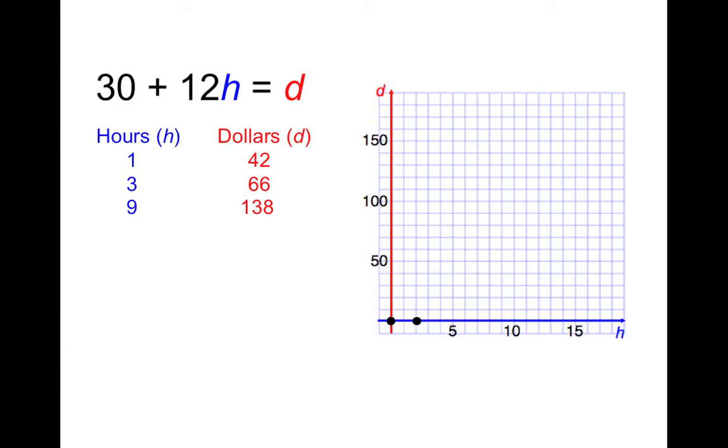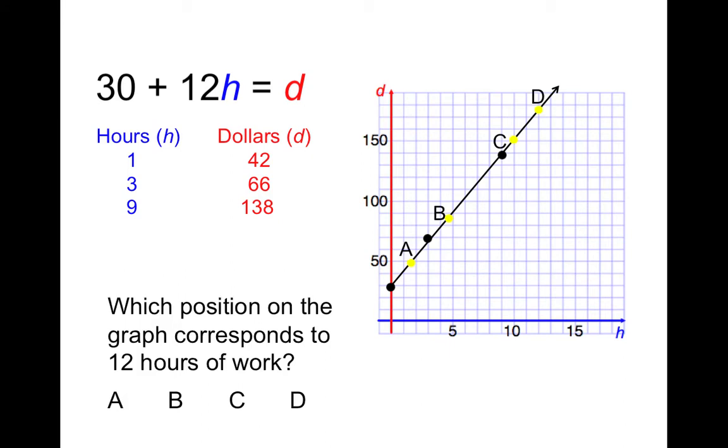So our graph should reflect that 9 hours of work will cost $138, that 3 hours of work will cost $66, and that 0 hours of work, if she just paid for the supplies, would cost $30. All of these pairs of values will fall on a line. Which position on the graph corresponds to 12 hours of work? Choice D corresponds to 12 hours of work. We needed to look along the horizontal axis, the blue one, find 12 hours, and then follow it up.